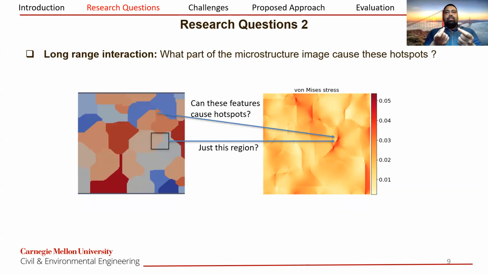The second major question is this long range interaction. That is, is this hotspot being created only with this region, or is the hotspot being created with some large region? How are they playing the role? And can we characterize this kind of interaction? That is the long range interaction. So answers to this kind of question can be very beneficial if we want to design high strength materials. And I'm trying to look for the answers using data science.